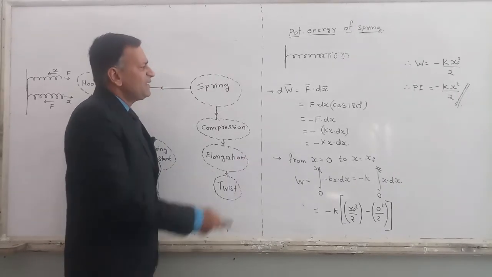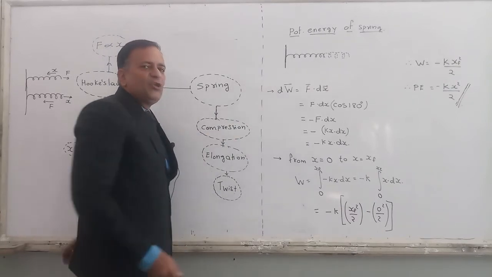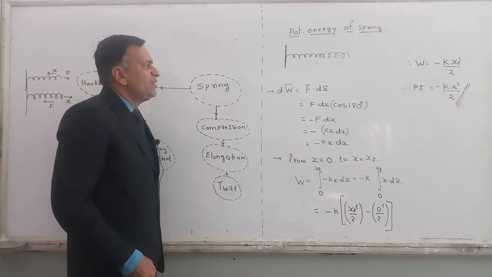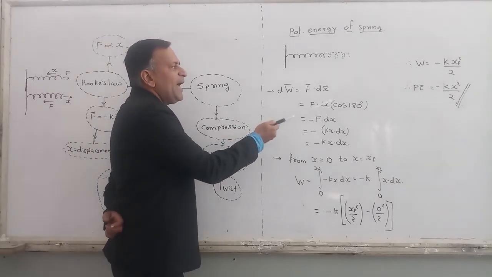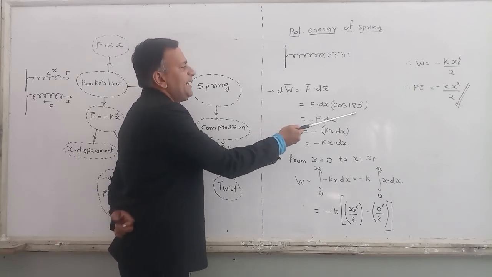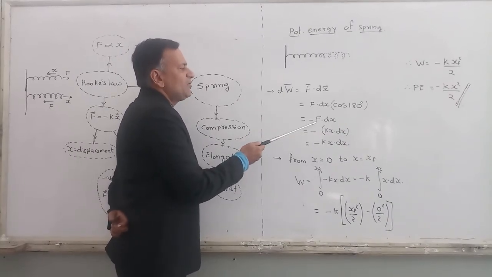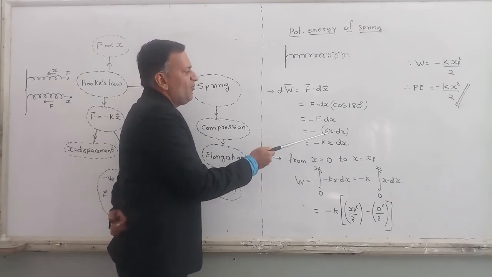So, in the first step, I am calculating the work done for very small displacement. छोटा सा displacement था, उसके लिए work done calculate किया. dW is equal to F dot dx. Angle between force and displacement is 180, mutually opposite. cos 180 is equal to minus 1. So this is minus F dot dx. Okay, now here put the value of F. F is equal to kx.